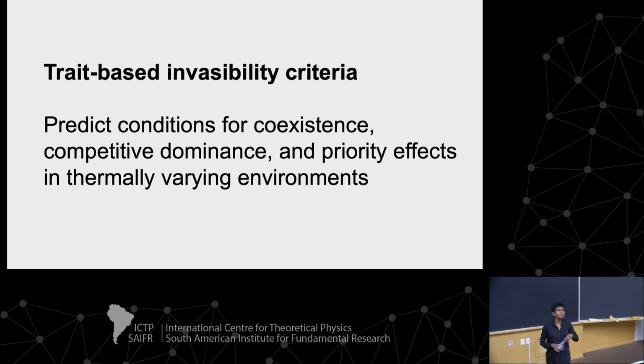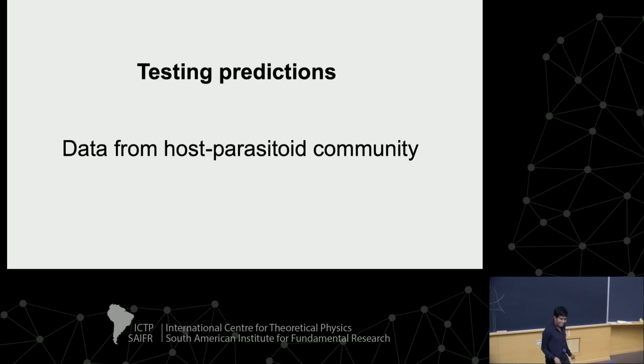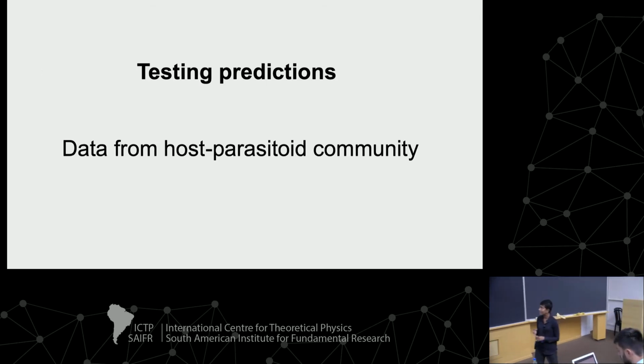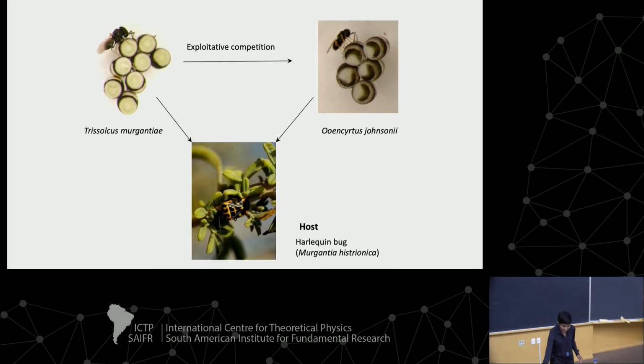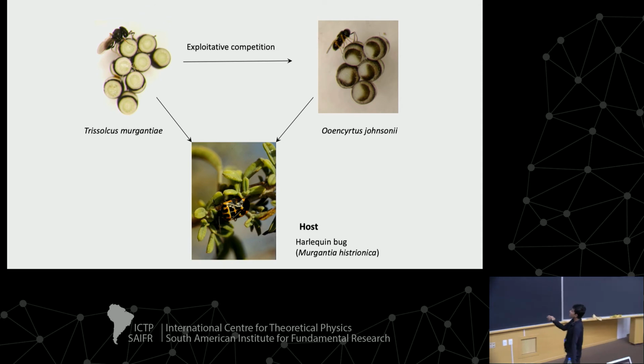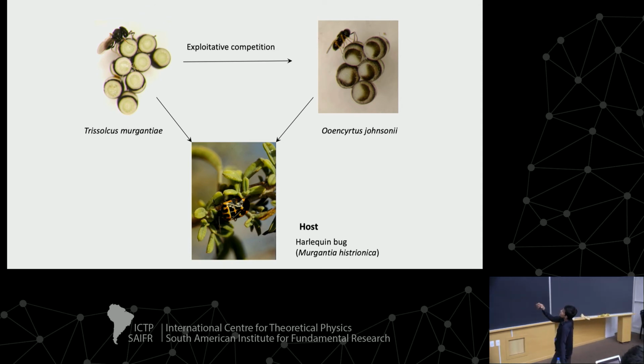I've been saying a lot about how things should be relevant to the real world, right? So what we actually did was we tested these predictions with data from an insect host parasitoid community that I've been studying since I was a graduate student. So this is a system. You have this insect, the harlequin bug, and its eggs are attacked by 2 species of insect parasitoids.